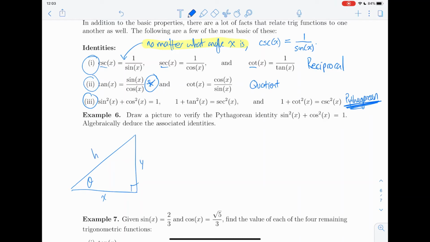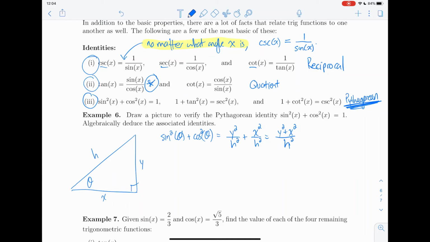Notice here that if I wanted to compute sine squared of theta plus cosine squared of theta, we might get, for sine, opposite over hypotenuse, so we're going to get y squared over h squared. Cosine is adjacent over hypotenuse, so we get x squared over h squared. And so here we're ending up with y squared plus x squared over h squared.